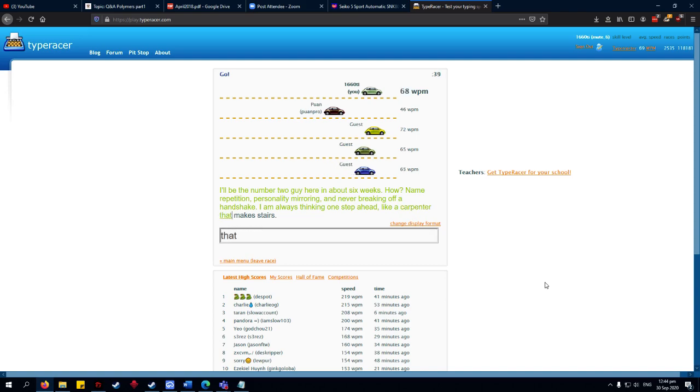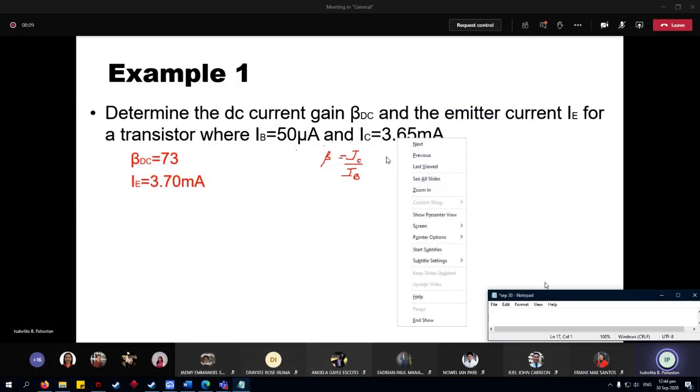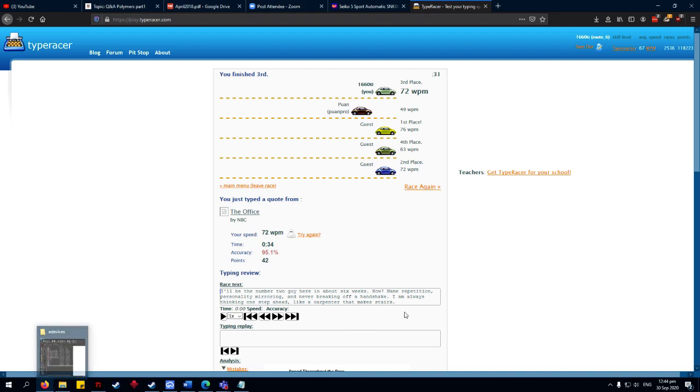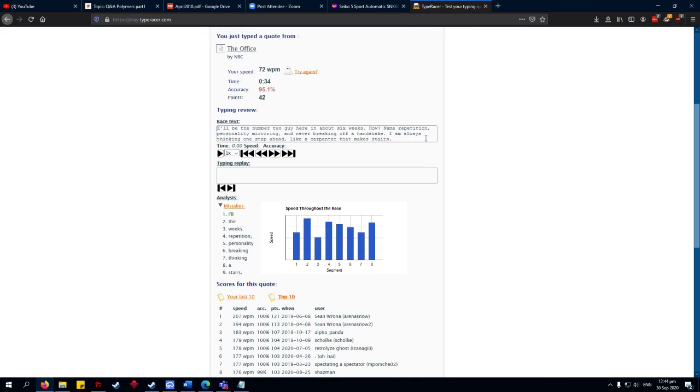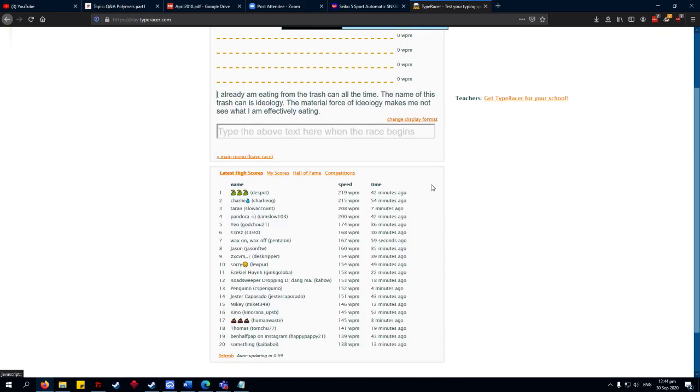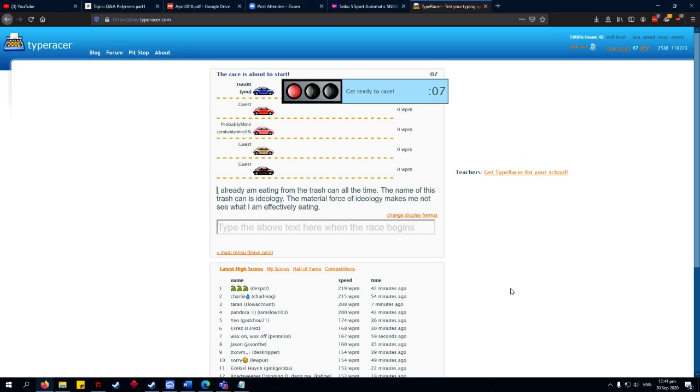And then, you know that your IE is simply the summation of IB plus IC. So you can simply calculate your IE by adding IB and IC. You add those two and you will have 3.7 milliamperes. That is very easy.